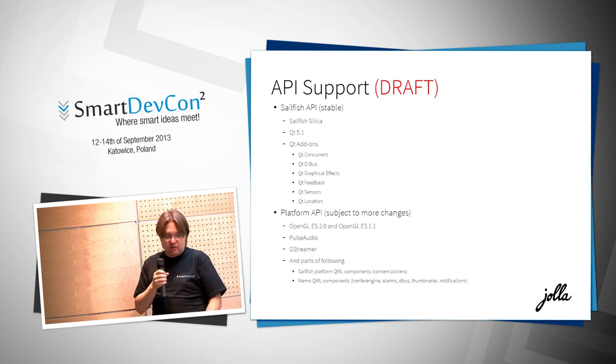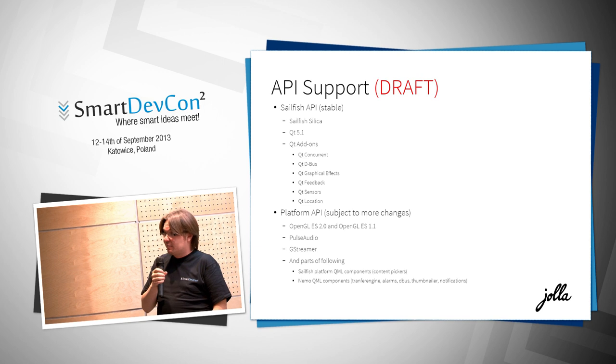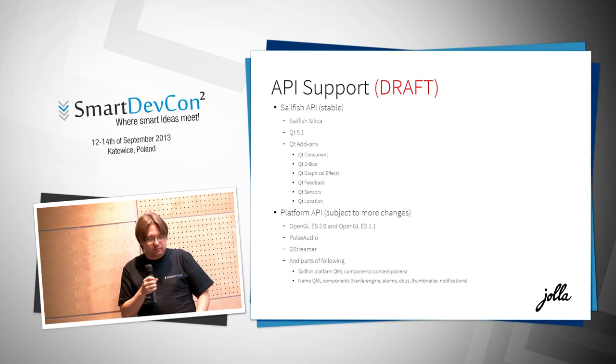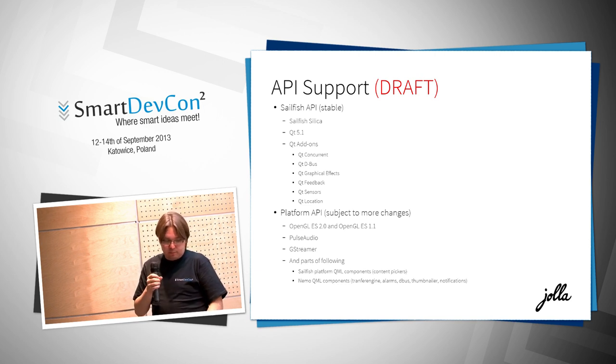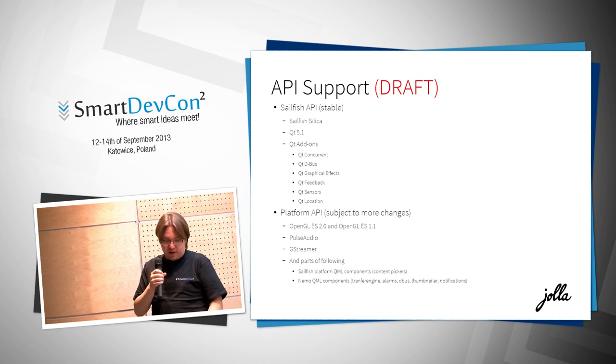Then various add-ons like concurrent, D-Bus, graphical effects, feedback for haptics, sensors for orientation and GPS and whatever. Well, location would be better for GPS, I guess. Oh, sorry. Then we have platform APIs. The difference being that the platform APIs would have more changes, because these are open source projects maintained not by us, so we cannot guarantee as much.